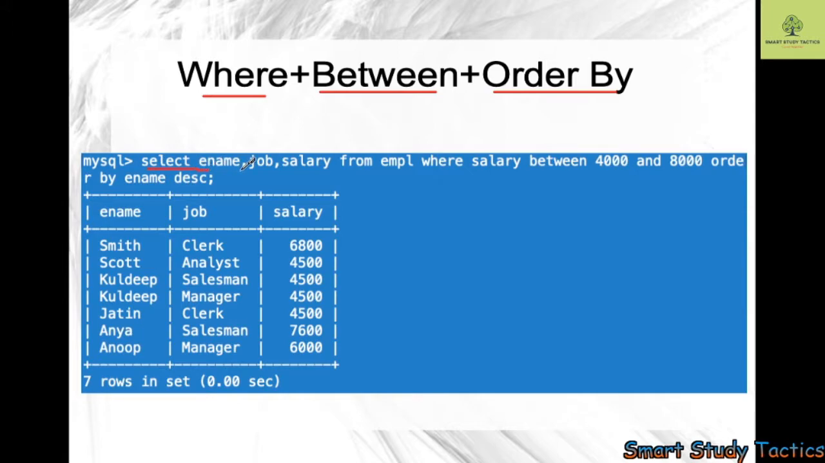Select ename, job, salary from employee where salary between 4,000 to 8,000, order by ename descending order. You can see I am using the where clause, and here you are going to put the order by in descending order. So you can see S, S, K, K, J, A, A. And the values should be between 4,000 to 8,000, because after 8,000 you have the value 8800. So I think things are clear here.